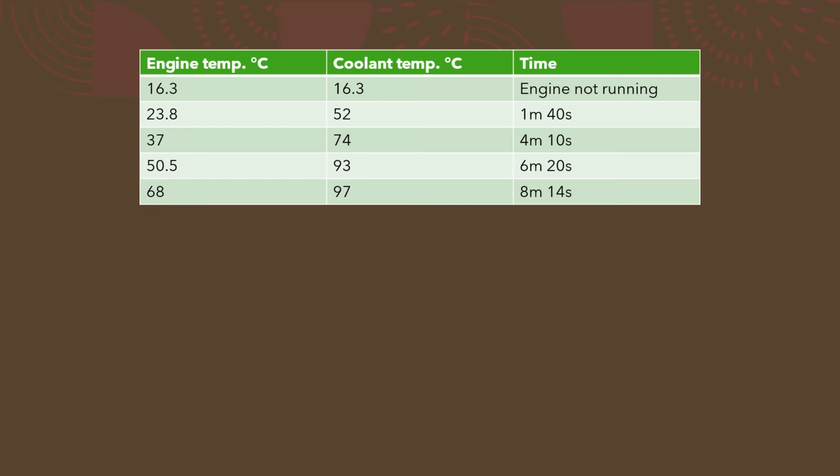So at first, the temperature of the coolant increased quickly. As we can see, it went from 16.3 to 52 degrees to 74 degrees. And the temperature of the engine increased at a slower rate, as it went from 16.3 to 23.8 to 37. As the coolant got hotter, when it went from 74 to 93, a big jump, the engine temperature was able to increase faster because the coolant temperature was higher. So we have the time running. The longer the car ran, the hotter the coolant got, which allowed the engine to increase in temperature.